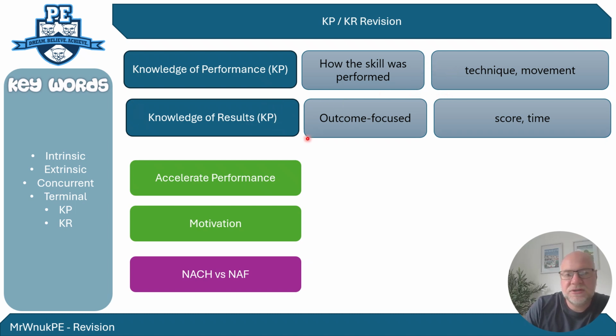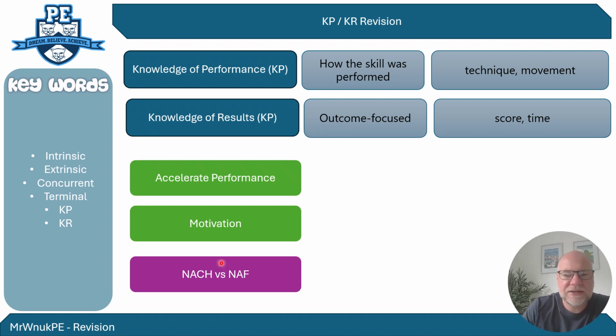Knowledge of results is just basically what was the end product, what was the outcome. So did you win? Did you lose? Did you score? What was the score? What was your time? What was your distance? This is basically the data. Okay. Now, using this information, we can then accelerate performance by focusing on what they need to do to improve, and also you can judge it against each other and compare. This is where you get your PRs and PBs, and that can be very motivational.